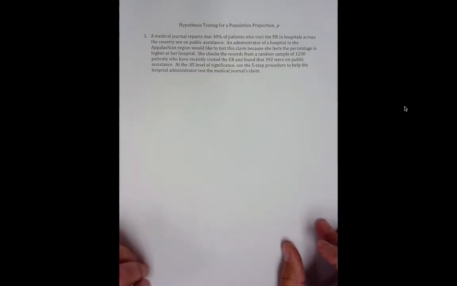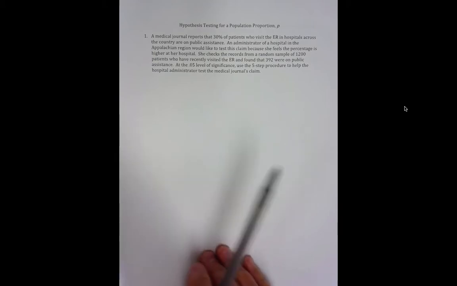Under handouts on Blackboard, you will see a file. I think it says something like hypothesis testing proportion examples. So if you'll print it out, I think there are 3 problems, maybe 4. Yeah, there are 3 problems.